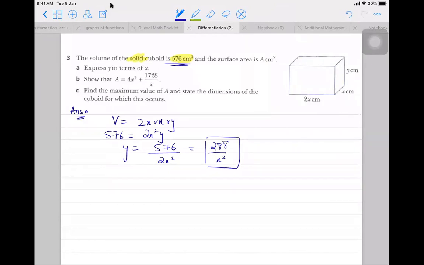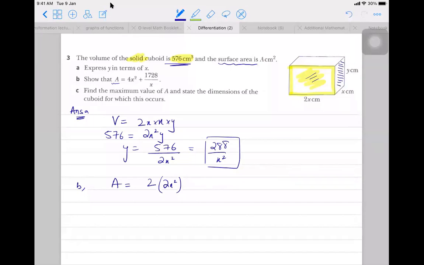Okay, for the second part, show that A comes out to be 4x squared plus 1728 upon x. Which area are they talking about? They are talking about the surface area. Now, the surface area of a cuboid is basically the area of all the faces. So, if you see this face, there are two such faces. One is in the front, one is at the back. The area of this face, this rectangular face, is going to be 2x squared, and there are two such areas. One is in the front, one is at the back.